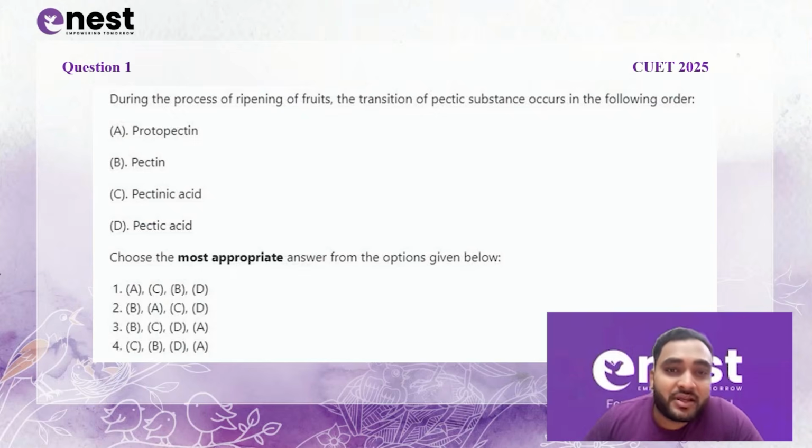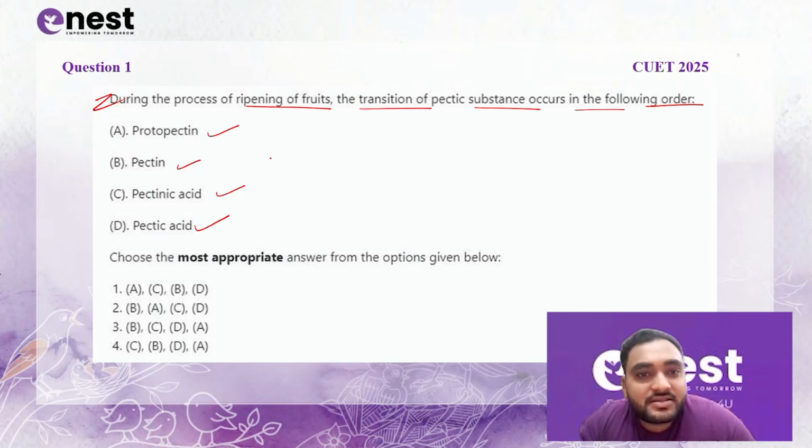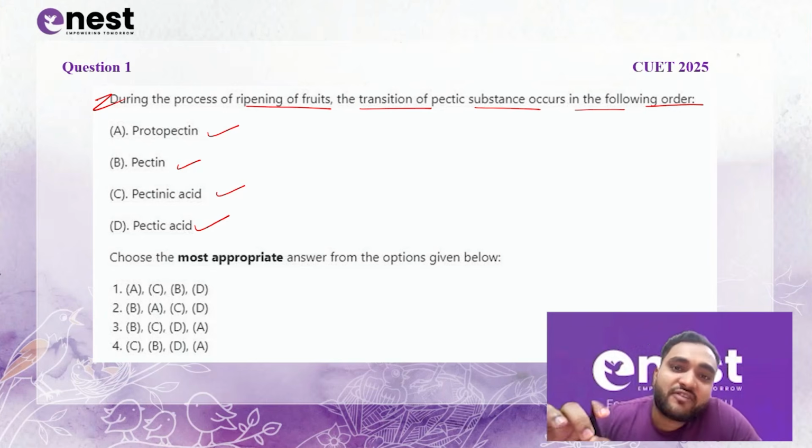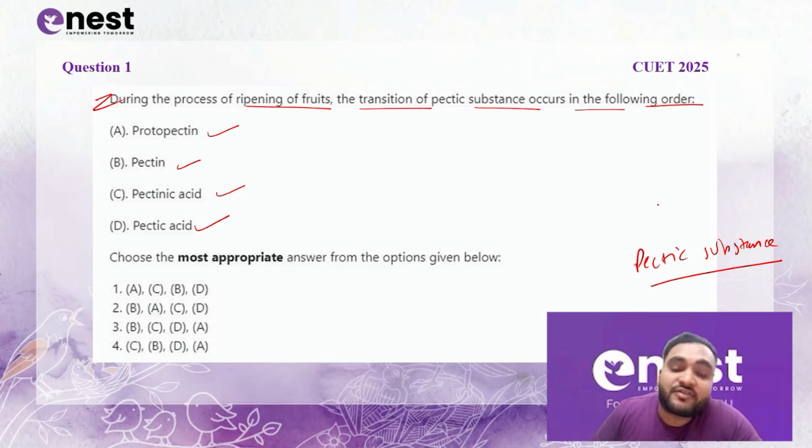So the first question which came in exam was, during the process of ripening of fruits, the translation of pectic substance occurs in the following order, and the options given are protopectin, pectin, pectinic acid and pectic acid. If we follow the correct chemical sequence, first of all, always we have protopectin, which is an insoluble pectic substance which is found in unripe fruits and which is responsible for the firm texture.